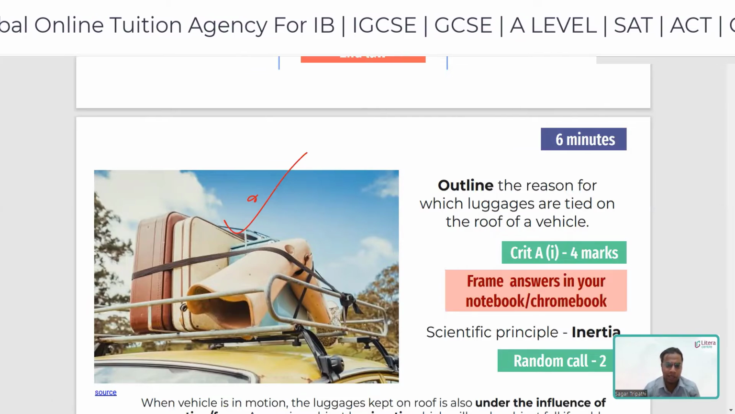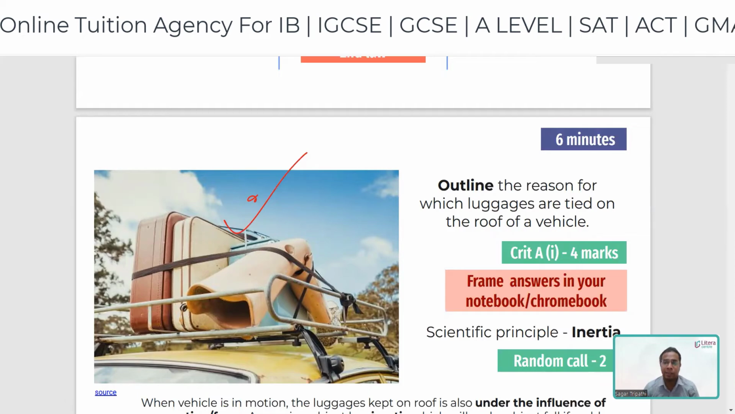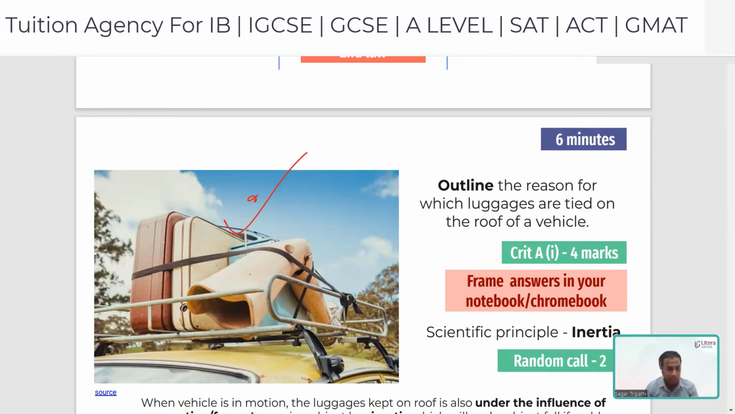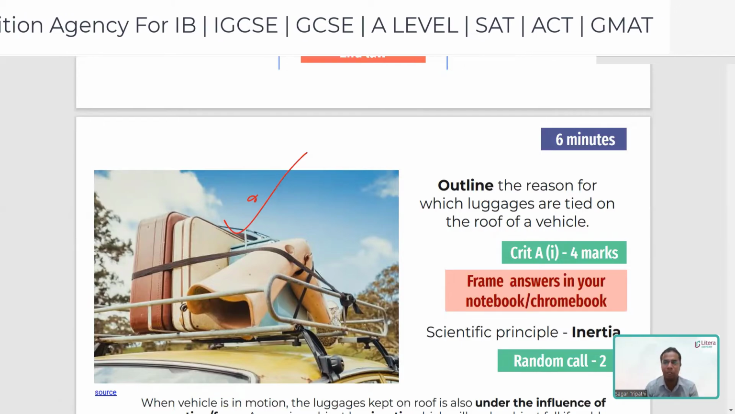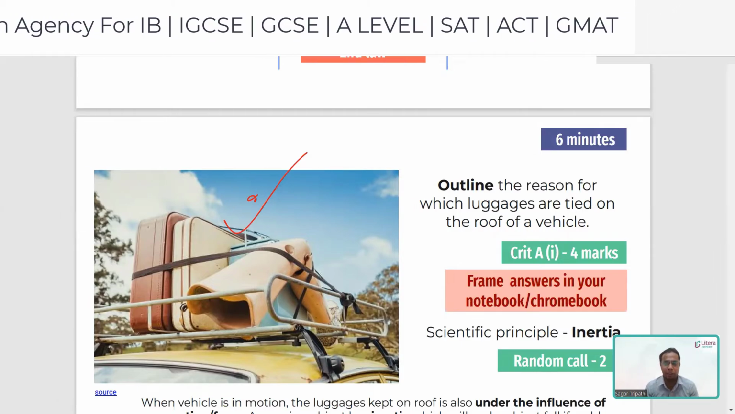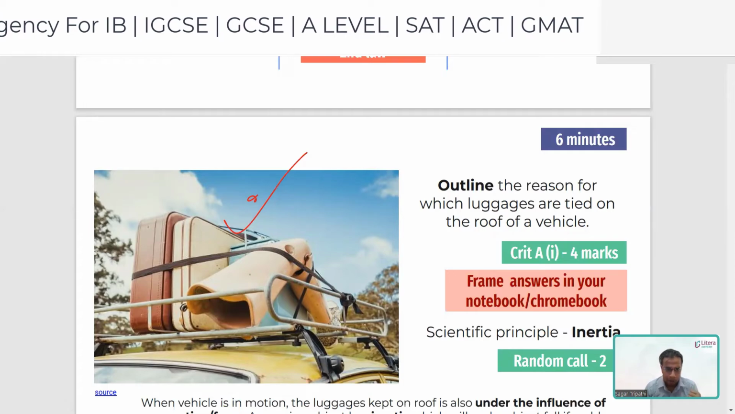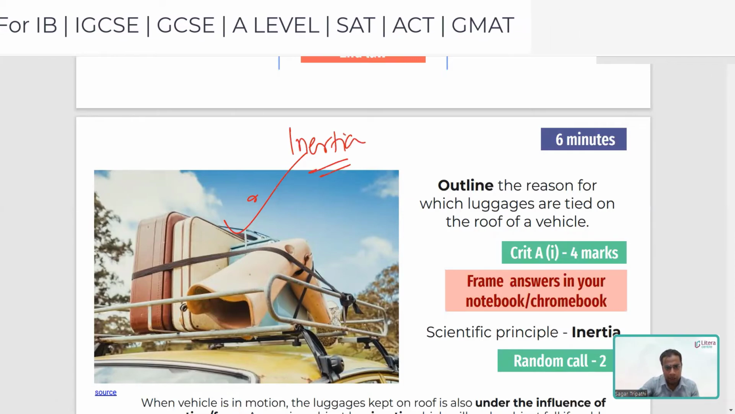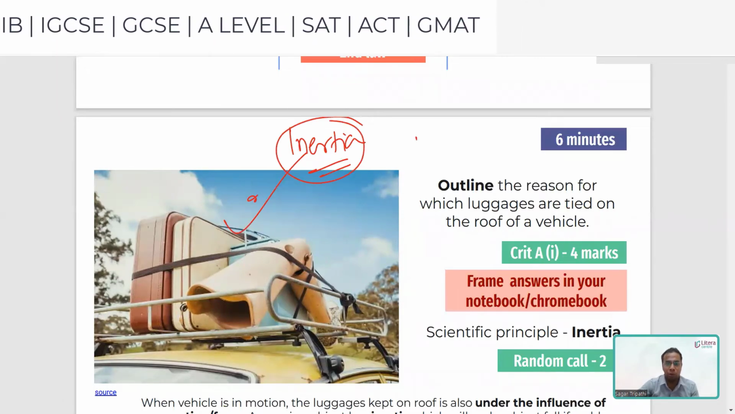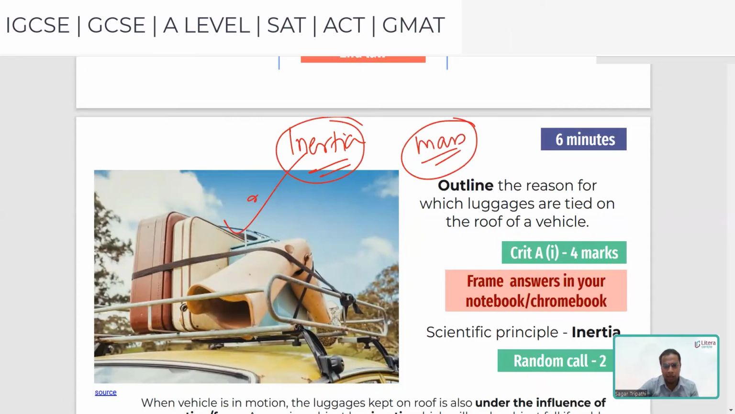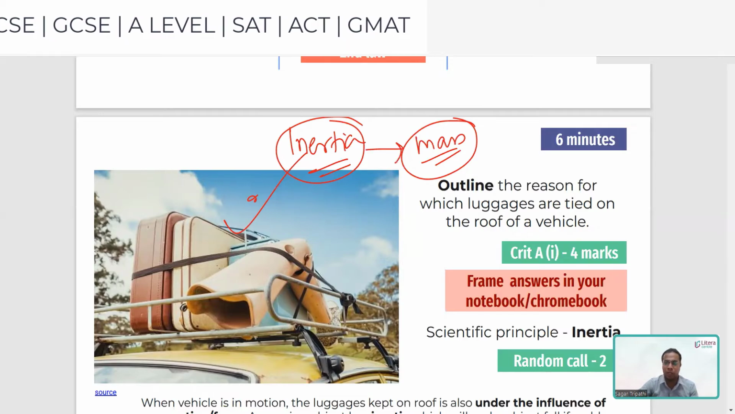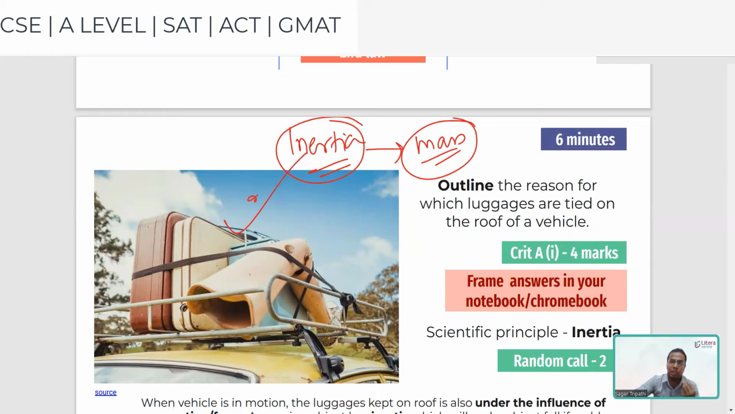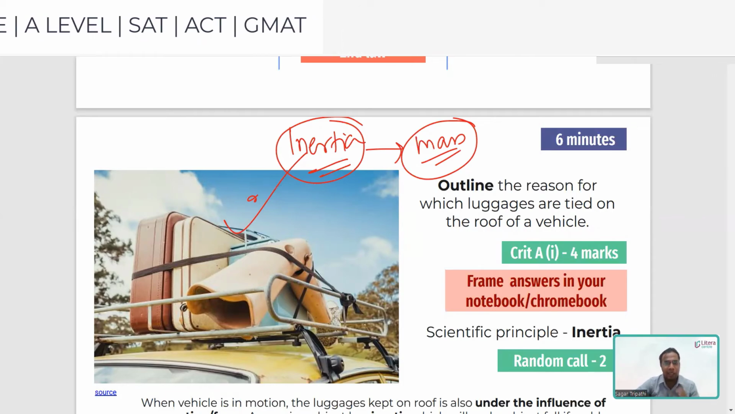So what is the reason for this? This can be explained with the help of Newtonian laws. Newtonian laws help us understand the phenomena which are happening around us on a day-to-day basis. So this is due to inertia. And what is inertia? It is a property of an object due to its mass. And mass is the quantity of matter present in an object. So if an object has more mass, it is massive, then it has more inertia. And this inertia makes the luggage fall.